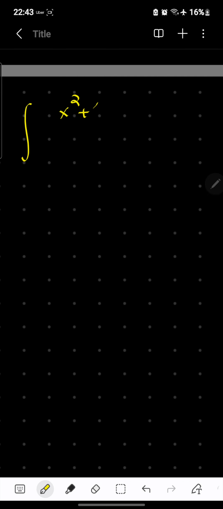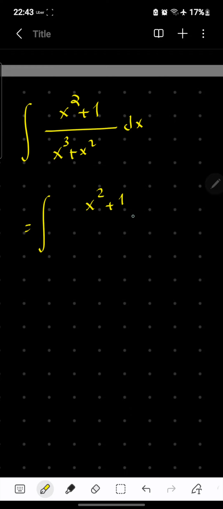x squared plus 1 over x cubed plus x squared dx. First, the power of the numerator is less than the power of the denominator, and the denominator can be factorized into simpler factors. x squared times x plus 1. So we have smaller factors. We factorized the denominator in this form.